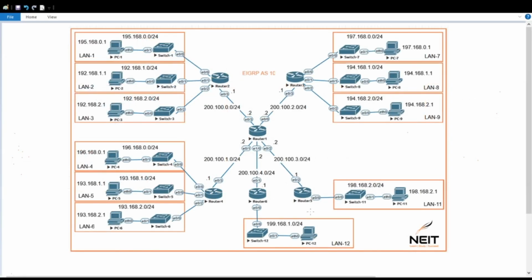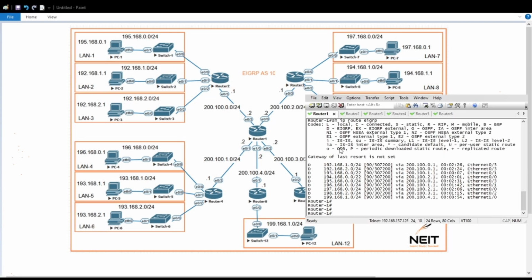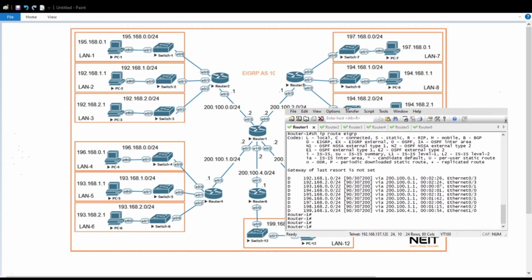Okay. So now if we verify the routing table of router 1, currently we can see that router 1 is receiving the LAN 7 network which is 197.168.0.0 in its routing table. Also router 1 is receiving the summary address for LAN 8 and LAN 9 network, which is 194.168.0.0. So router 1 is receiving these two networks, LAN 7 network and the summary address 194.168.0.0 from router 3. But the task is saying that router 3 should not advertise any summary network towards router 1.